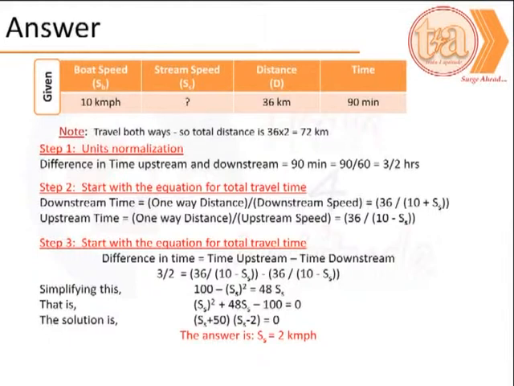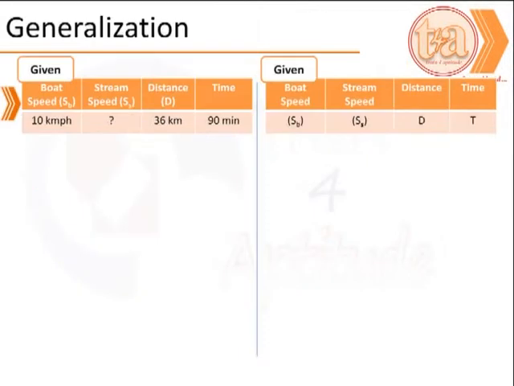Note here that the time taken to go upstream is longer, and that is why we have structured it this way. We solve the equation and we find that it is a quadratic equation. We can solve it as the speed of the stream could be negative 50 kilometers per hour or a positive 2 kilometers per hour. Since the speed of the stream cannot be negative, we retain it as 2 kilometers per hour.